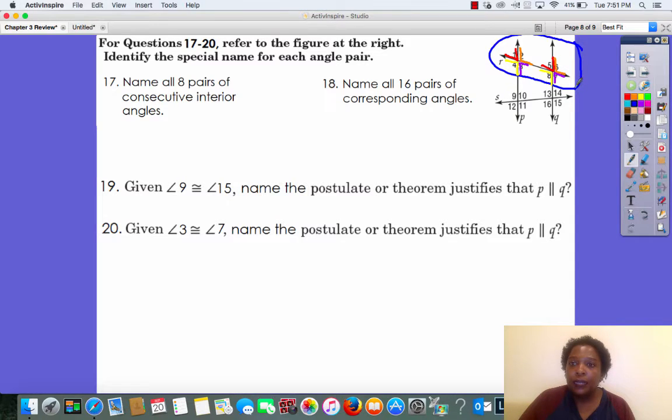Let's do the second set. Angle 9, matching angle 13. Angle 10, matching angle 14. Angle 12, matching angle 16. And angle 11 matches angle 15. So that's 8 pairs, halfway. So we went side to side, now let's go up and down.